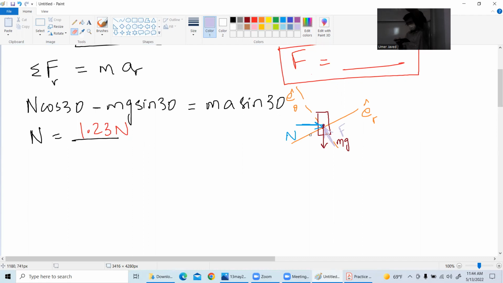So we first found the V, then we found the R dot, then we found the A theta. From A theta, we found the A, then from A, we found the AR. So we found the V, then the R dot, then the A theta, then the A. This is how we proceeded. Anyways.